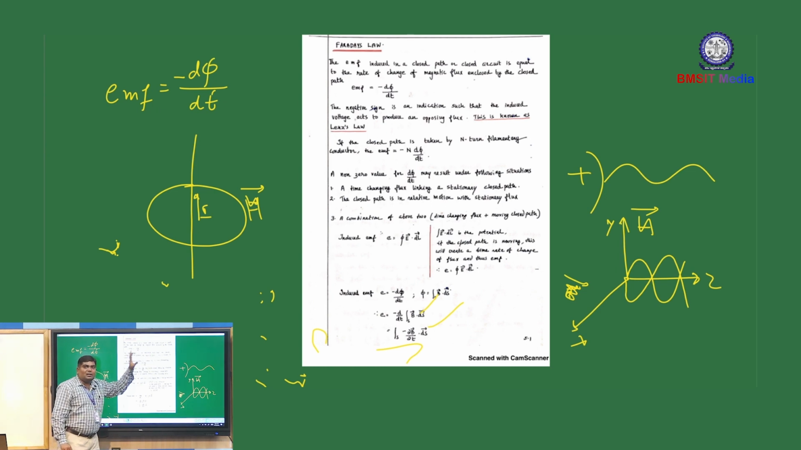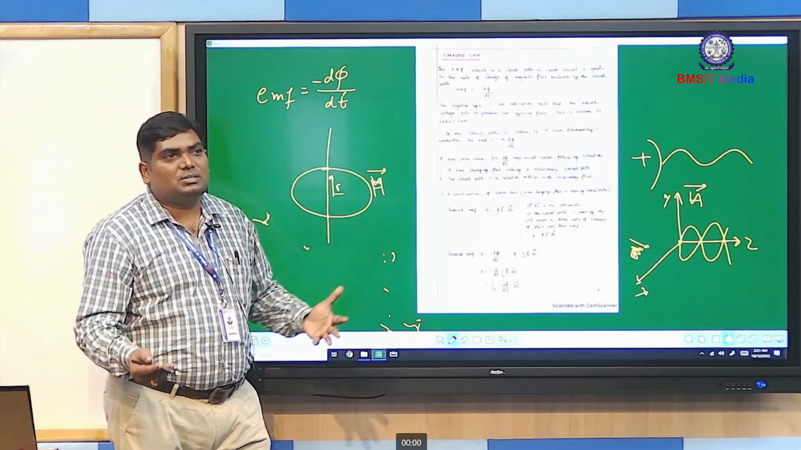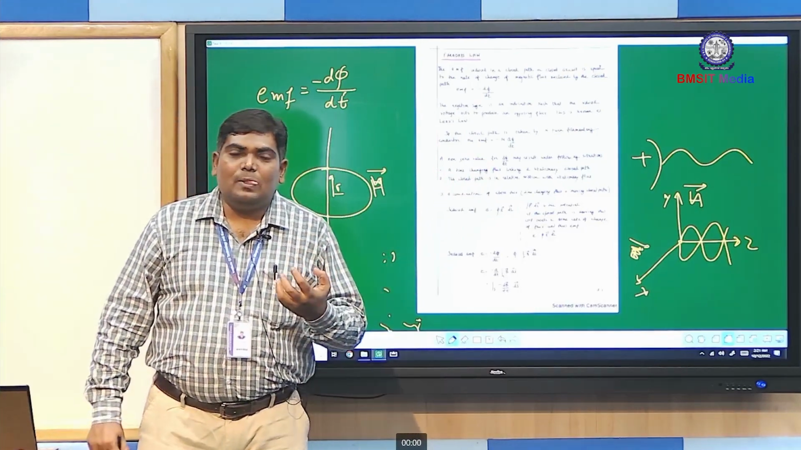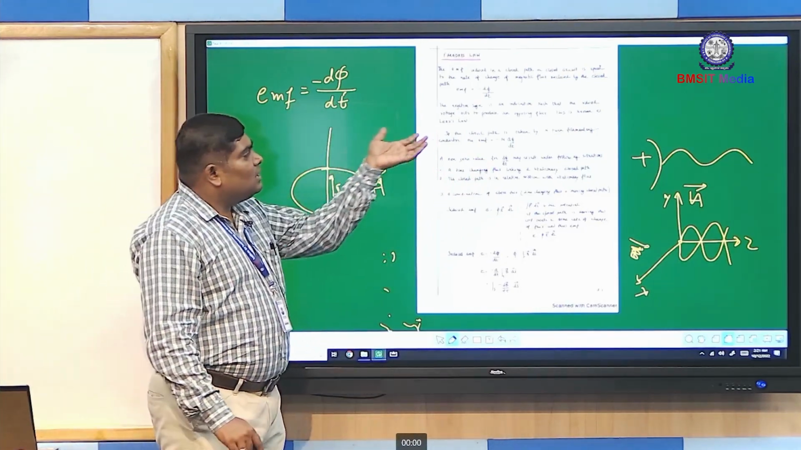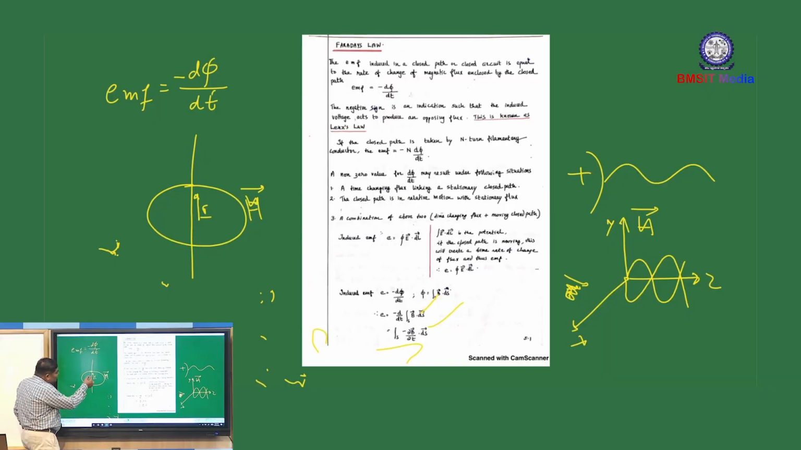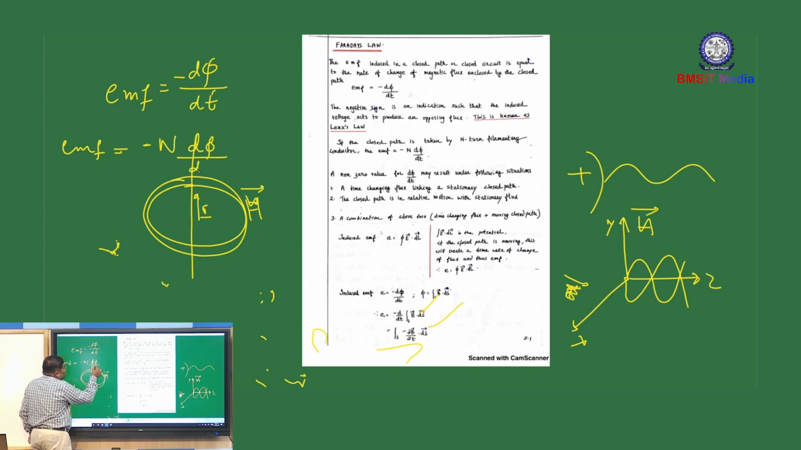This is called Lenz's law. We have already discussed these things in physics itself. The induced voltage which opposes the flux in a closed path is called Lenz's law, right? So according to that, if instead of only one path, the same path has n number of turns, then your EMF will be equal to minus n into d phi by dt.